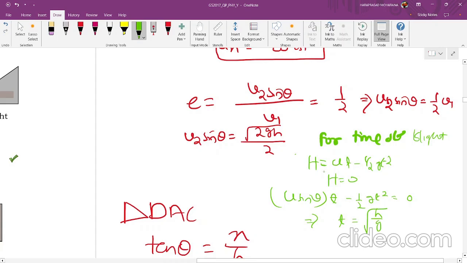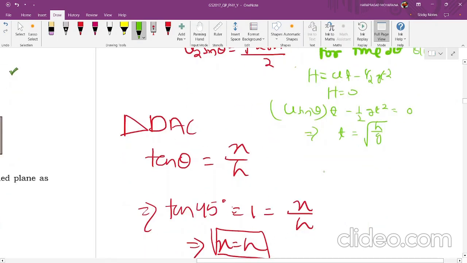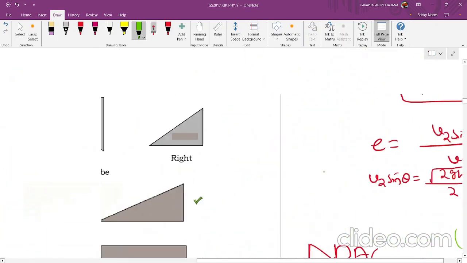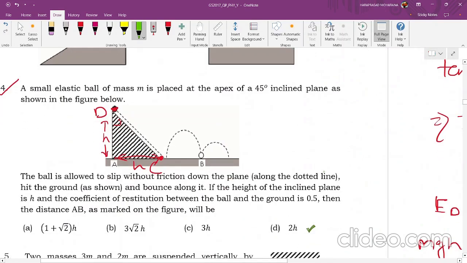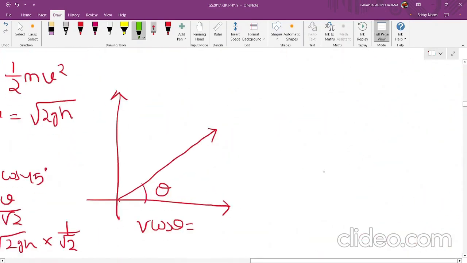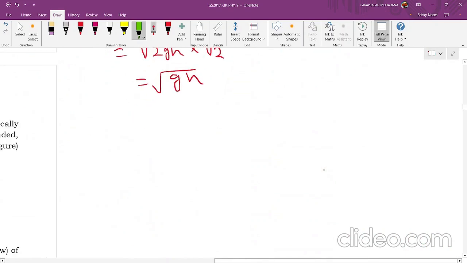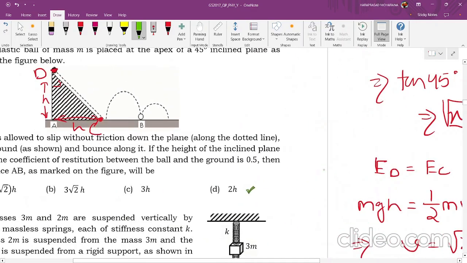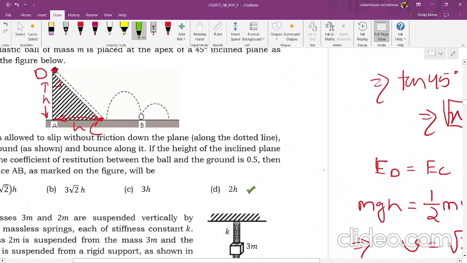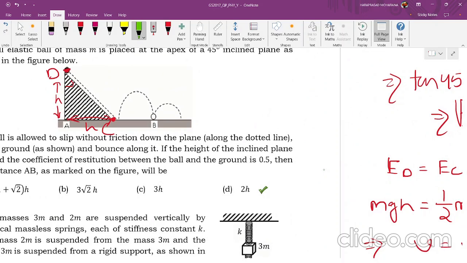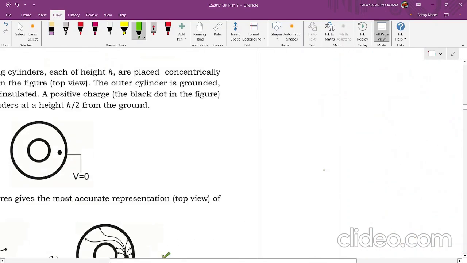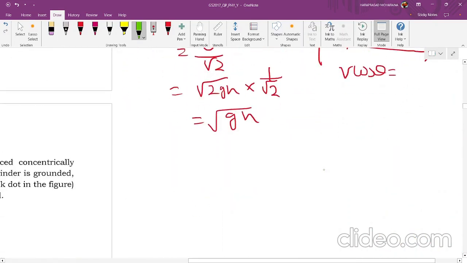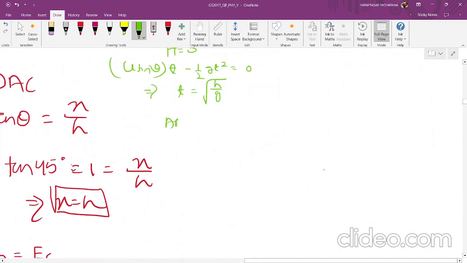Then the displacement AB will be how much? In this figure, the AB is here. So we get the distance CB, and by totaling we will get the distance AB. The distance CB is, yes, the distance CB.